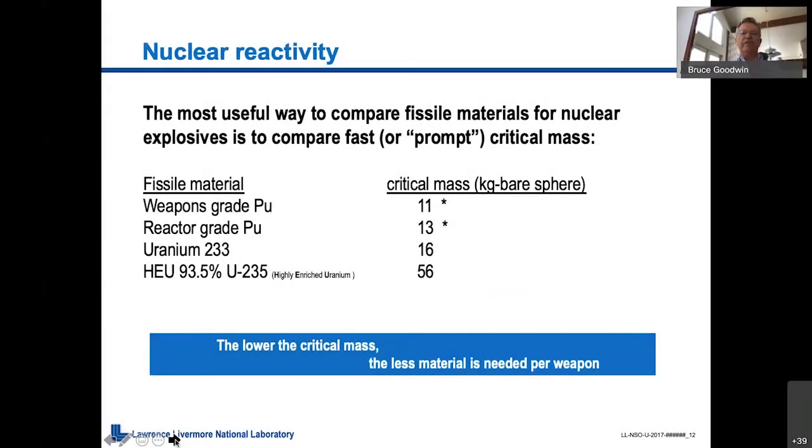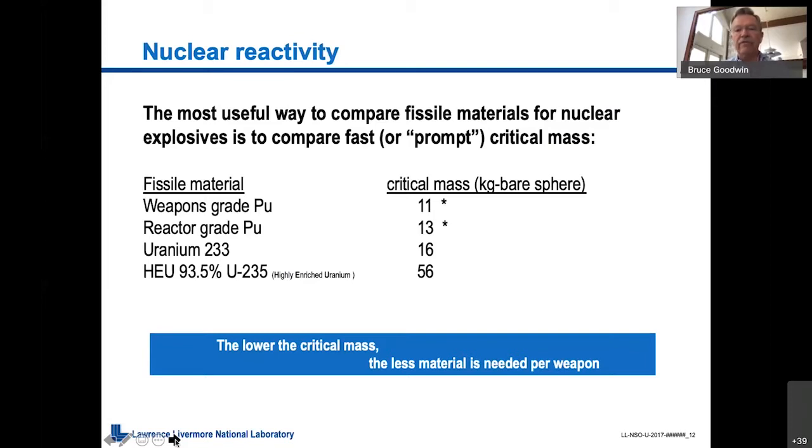Okay, so let's compare nuclear reactivity, which is what determines the critical mass of a material. Weapons-grade plutonium has a bare sphere critical mass, so sort of a ball of it sitting on the table by itself, of 11 kilograms. You don't want to have 11 kilograms of this stuff in a sphere because it'll quite honestly go bad on you very quickly.